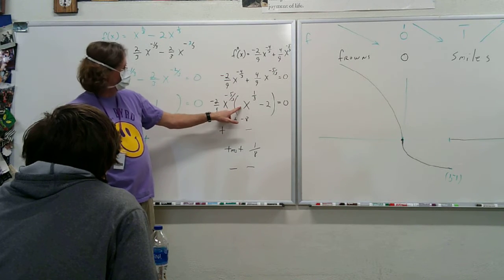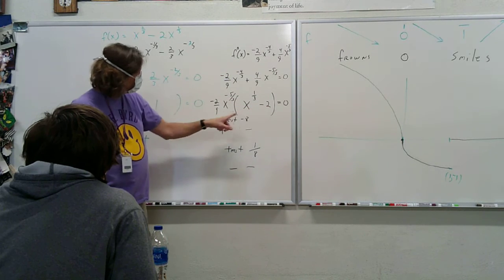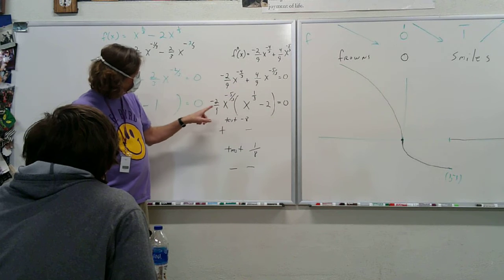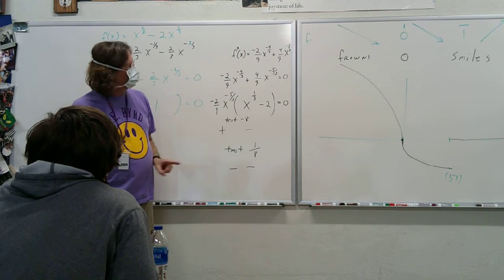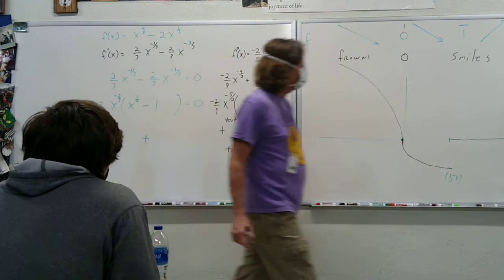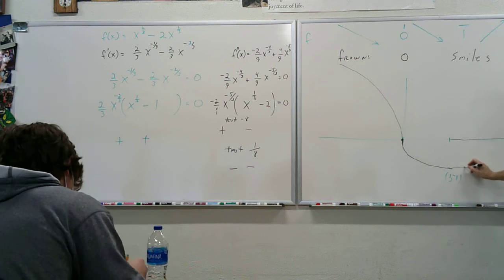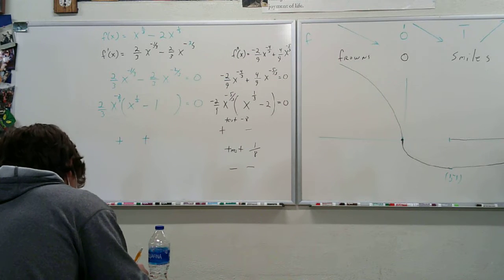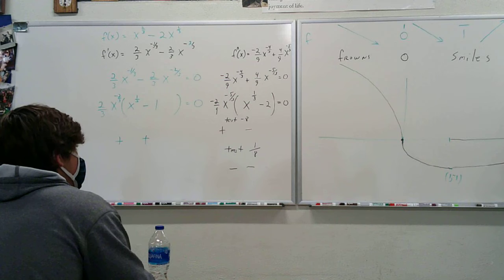64. Cube root of 64 is 4. That's positive. That's going to be positive. Negative times positive is negative. So after the value of 8, it starts doing what? Frown. It goes up.